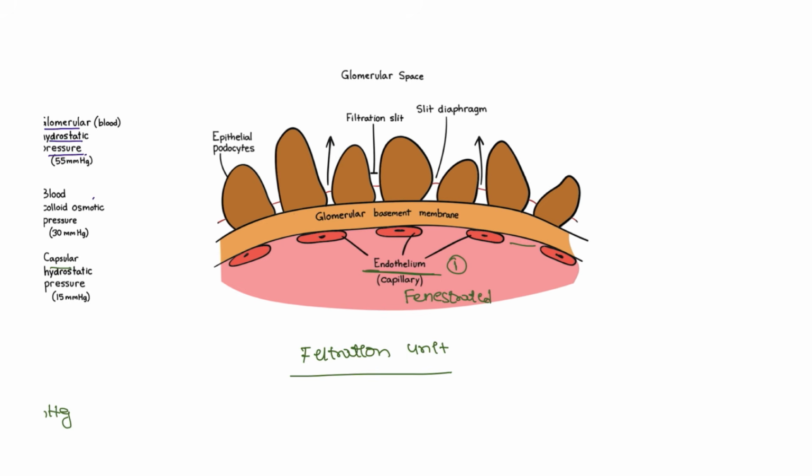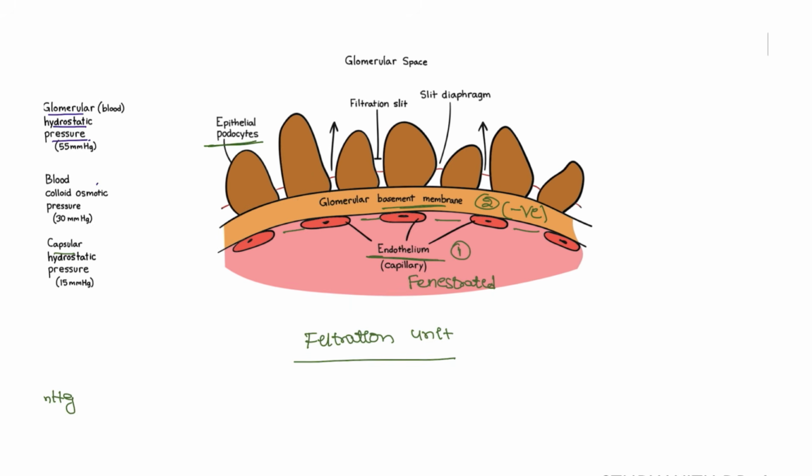We can see this is how the fenestrated endothelium will be presented. Next, the second one is the basement membrane. The basement membrane is highly in the negative pressure, and after that you have the podocytes. Podocytes are the third one. So these three comprise the filtration unit for the proteins.